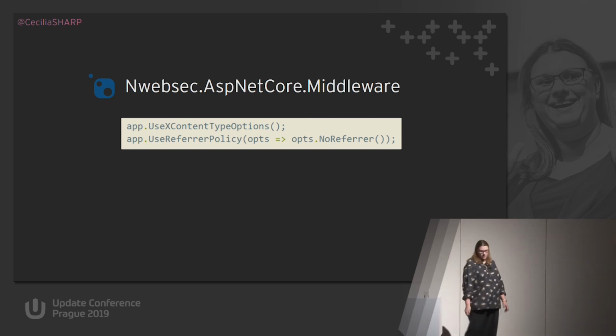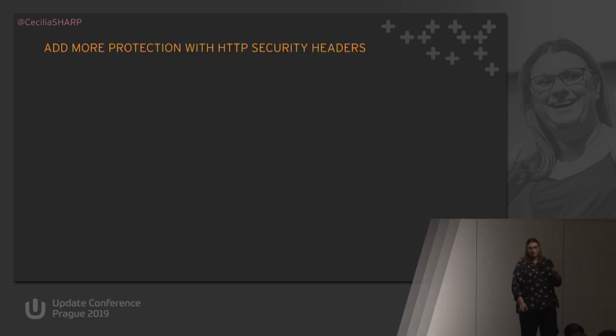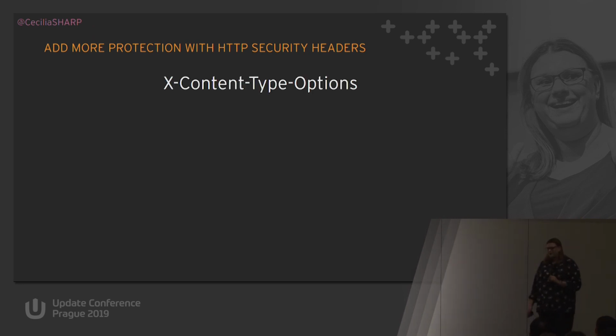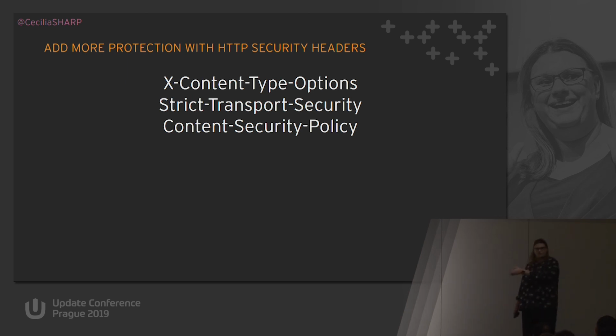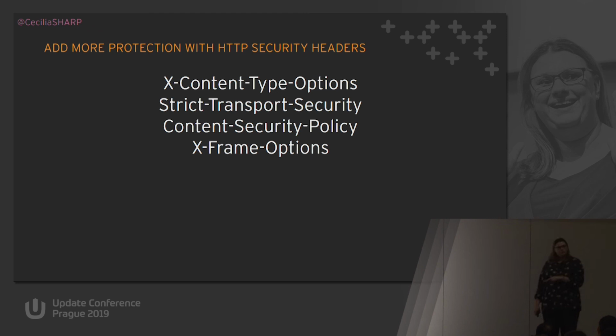So, a quick summary of all the headers, so you can take one picture away. We talked about X-Content-Type-Options. We are telling the browser to not guess the content type, not to do MIME sniffing. We talked about Strict-Transport-Security: always use HTTPS. We talked about Content Security Policy: tell the browser what content it can load and from what sources. We talked about X-Frame-Options to tell the browser not to put my site in a frame.